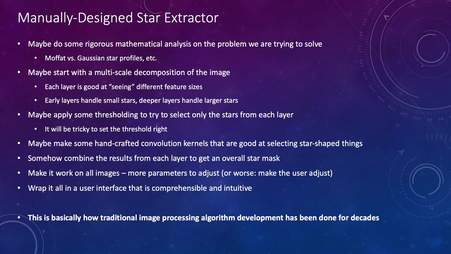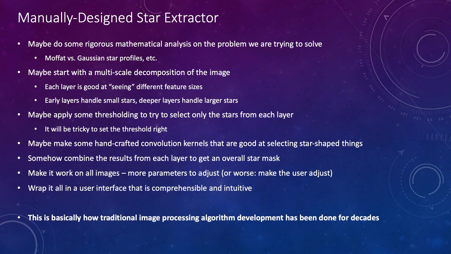Was the image taken on a refractor or a reflector? It might change the range of sizes that I see and the thresholds I need. Because we're still picking up some elements of the galaxy spiral arms, maybe we'll make some handcrafted convolution kernels. I showed a small subset of all possible convolution kernels. You can make curved ones that pick up curved edges and straighter ones that maybe pick up the diffraction spikes on stars, stuff like that. You could imagine handcrafting some convolution kernels that would select for different commonly seen shapes that we're interested in. Let's say we do that, and then we somehow combine all those results from all the different layers into some overall star mask.